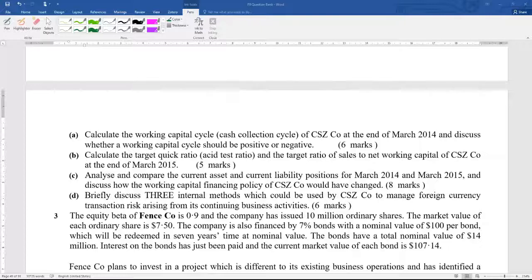It's not overtrading. It shouldn't be negative. It should not be a negative. Let me give an example.